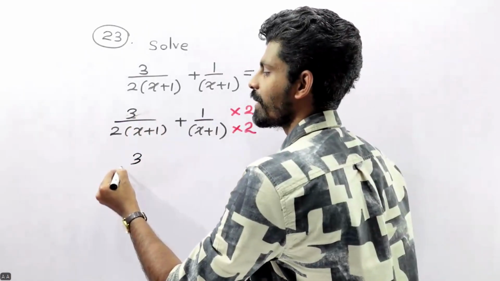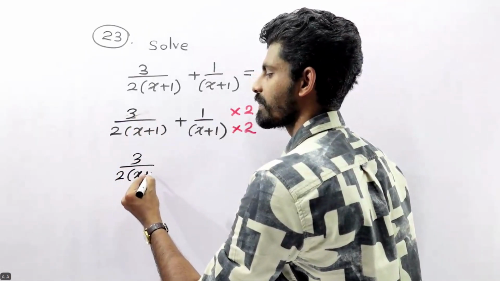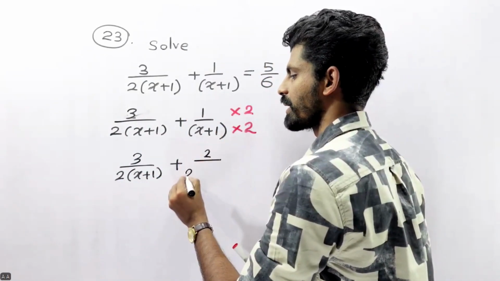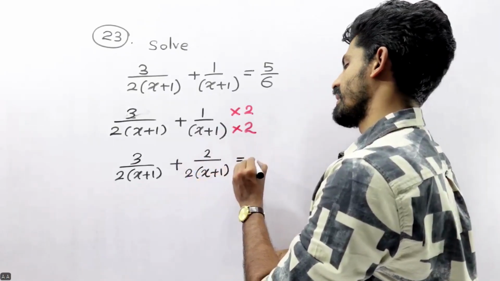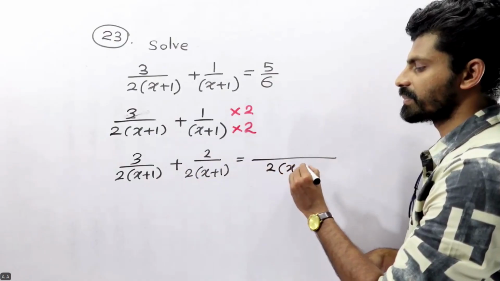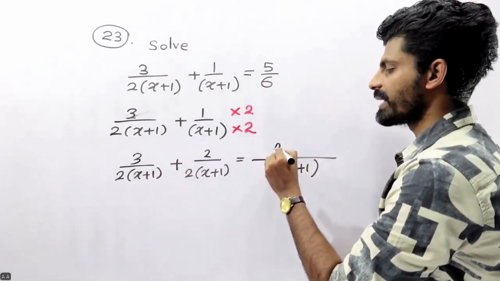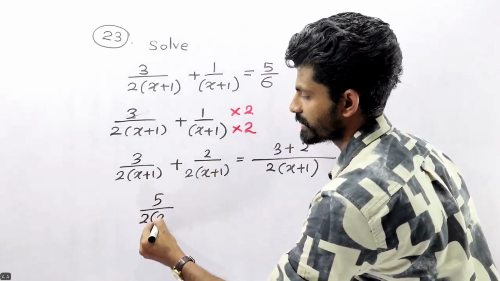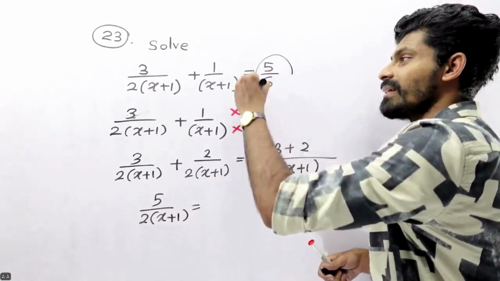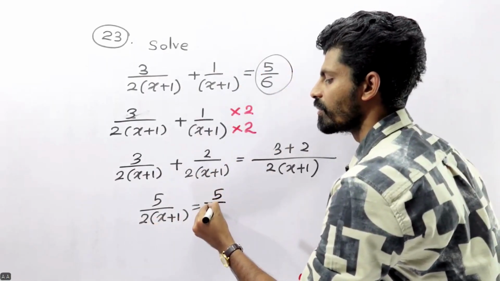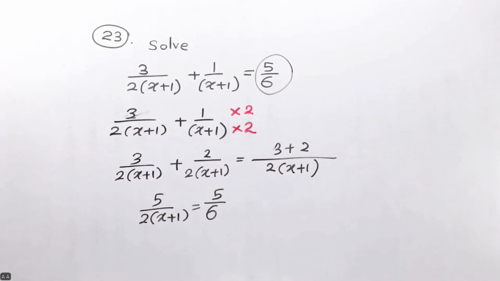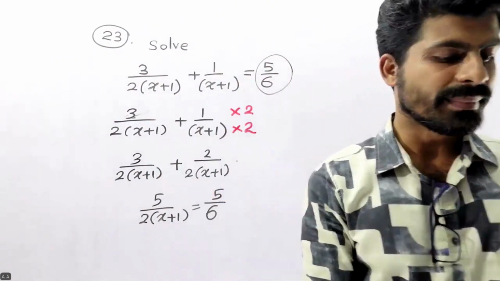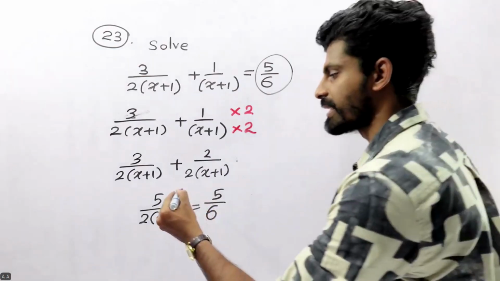So that means 3 over 2x plus 1 plus 1 into 2, 2, x plus 1 into 2, 2x plus 1. Then 2x plus 1 equals 3 plus 2. Then 3 plus 2 equals 5 over 2 times x plus 1 equals 5 over 6. Now you know the method. Now you have to use cross multiplication.